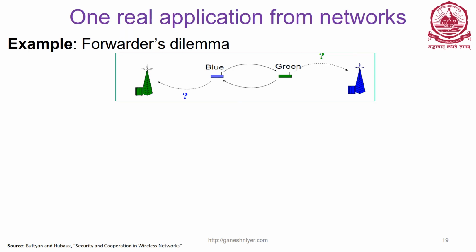Let's take a real application from computer networks on how non-cooperative, simultaneous games are used. This is called the forwarder's dilemma. There are two cells, blue and green. Blue needs to forward a packet, send a packet to the blue tower, but it needs green's help to forward it because of the distance. And green has a packet to send to the green tower and it needs blue's help to forward it.